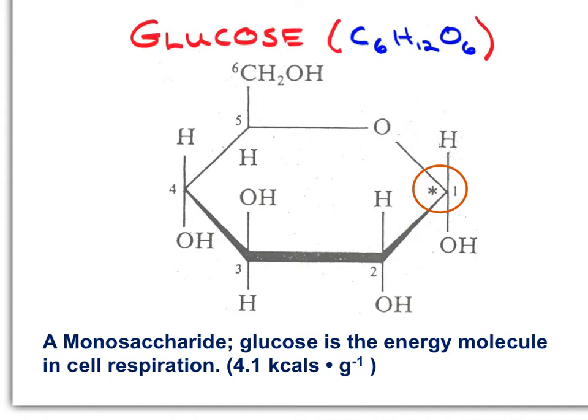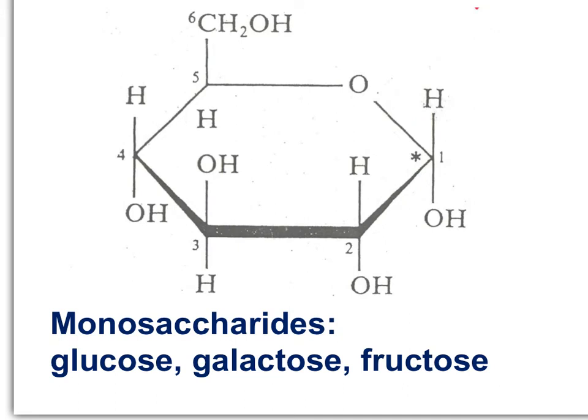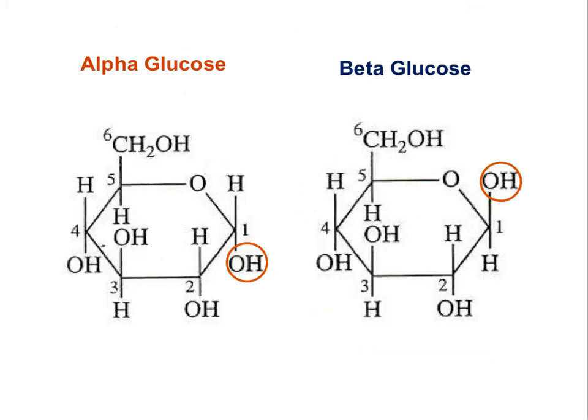Carbohydrates provide 4.1 kcals per gram, and it is glucose that is the first substrate in cell respiration. Glucose, galactose, and fructose are all monomers of carbohydrates, monosaccharides. They are isomers, as all three have the same molecular formula of C6H12O6. Here is a slide showing an image of alpha-D-glucose and beta-D-glucose.